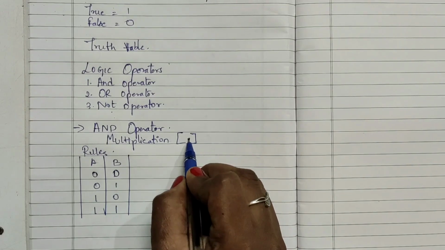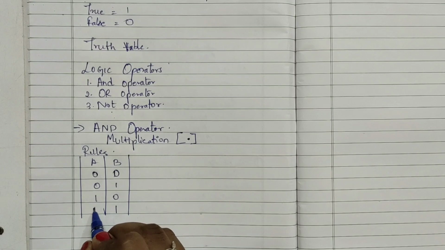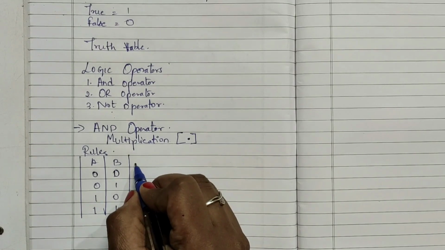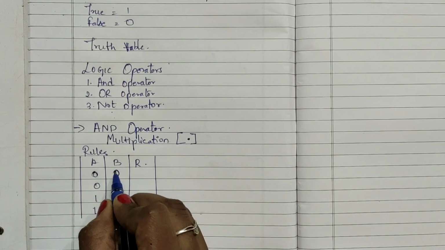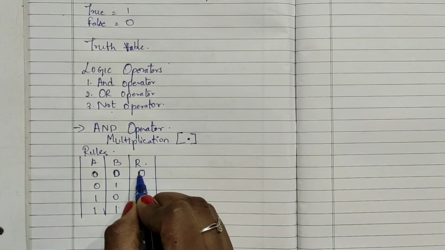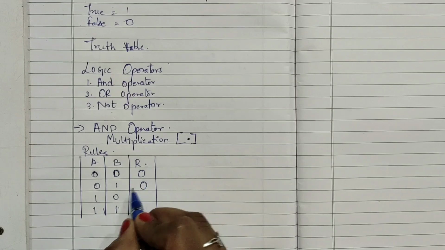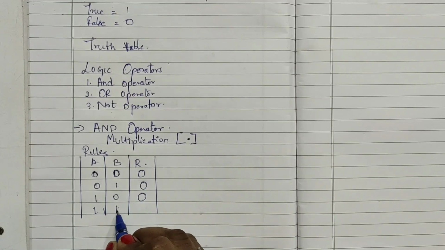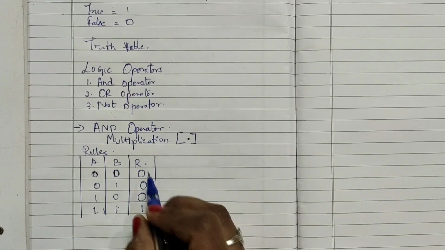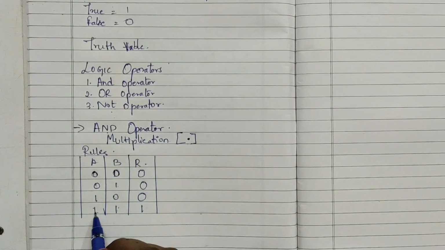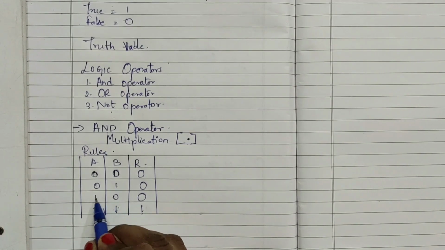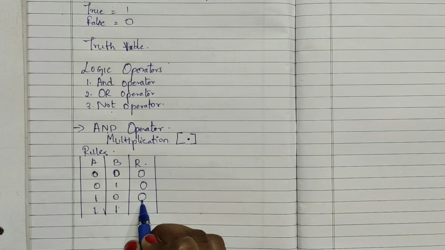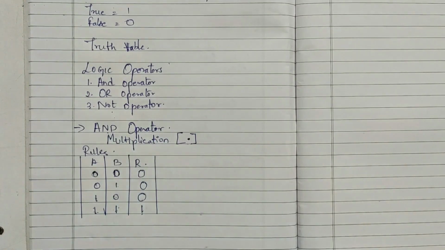Multiplication denotes that if both are true, then only the result will be true. Let's take R as the result. 0 multiplied by 0 will be 0, 0 1 will be 0, 1 0 will be 0, 1 1 will be 1. So the AND operation rule is that if both the conditions are true, then only the result will be true. If either of these conditions is false, then the result will be false. This is the logic of the AND operator.